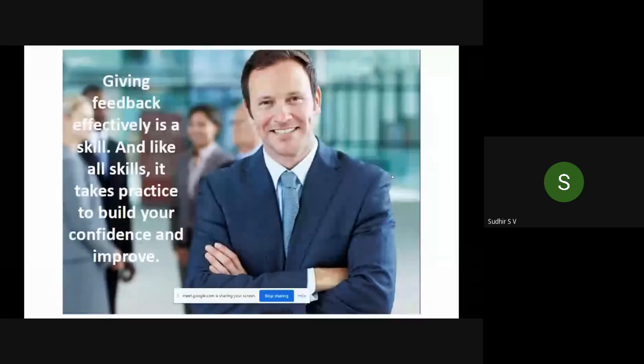All skills take practice to build your confidence and improve. Nobody is born perfect. We will all make mistakes, but get better and better, and your value in the organization goes up. For example, the feedback you give to your students when they come to you and you provide them feedback, right? The way in which you give feedback is what determines how the student is going to feel towards you.